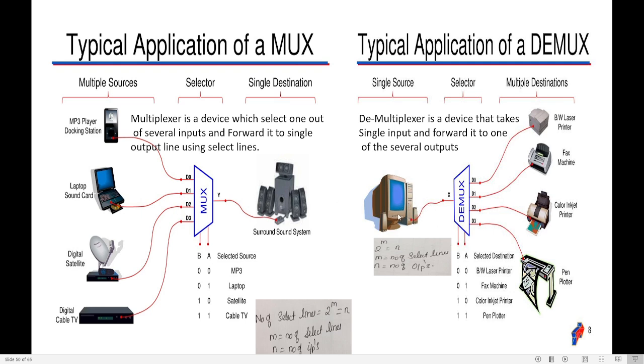Here you can see the application. The output from the computer can be given to a printer, fax machine, color printer or pen plotter. The demultiplexer will decide based on the select lines. So this is an example of a multiplexer and demultiplexer.